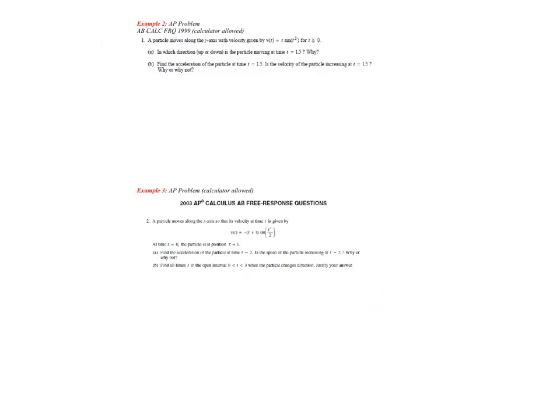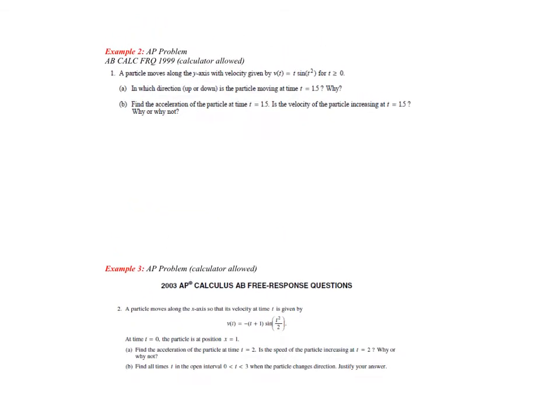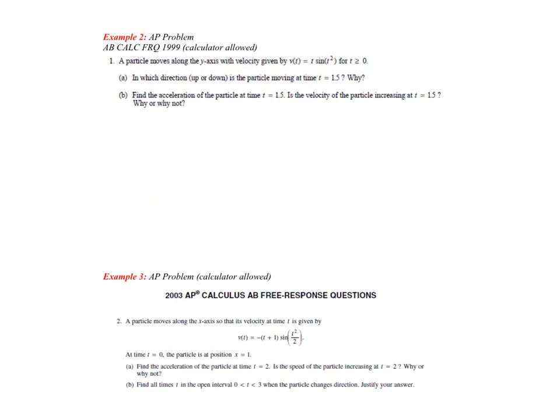Okay, we're going to look at some FRQ work here. So let me go ahead and get my pen ready. AP problem from 1999, back in the day. It says a particle moves along the y-axis with the velocity v of t equals t times sine t squared. Once you see that, you should be fairly confident that it's going to be a calculator allowed problem. You can see that that's true for t greater than or equal to 0.